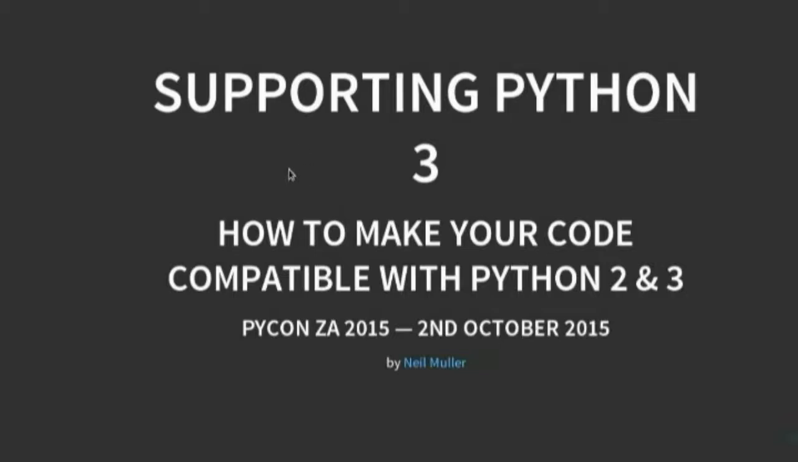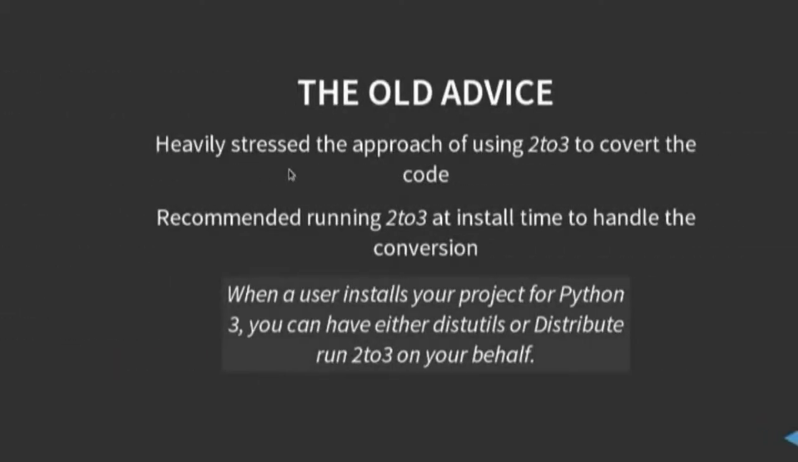For people who've been around the Python 3 world, you'll recognize this advice. It was in the 3.2 docs. It was in the 3.3 docs. The recommended way of supporting Python 3 was you ran 2to3 to convert your code, and you did this at install time for everyone who was using your package on Python 3.